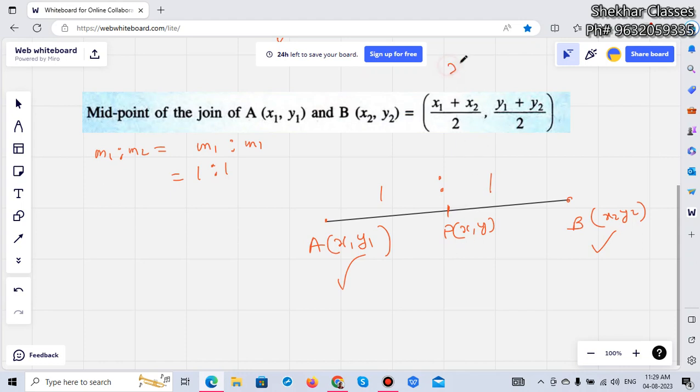So this is for x, right? And for y, y1 plus y2 by 2. We have got both. So you can find the coordinate of P by using this formula: x1 plus x2 by 2, and y1 plus y2 by 2. Is that okay? So this is how we have to use the formula. Now we have something more in it.